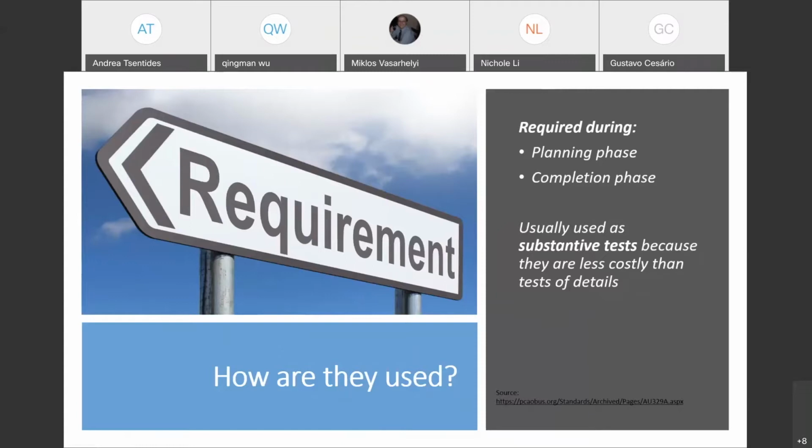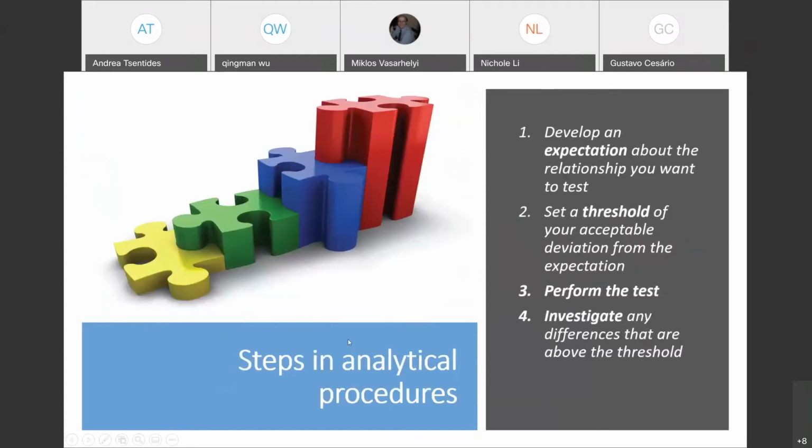However, auditors do use analytical procedures, often in the field work as substantive tests, because they're less costly than tests of details, especially if we're talking about big companies where looking at every single detail is not as efficient. So a lot of analytical procedures are performed at that stage too.